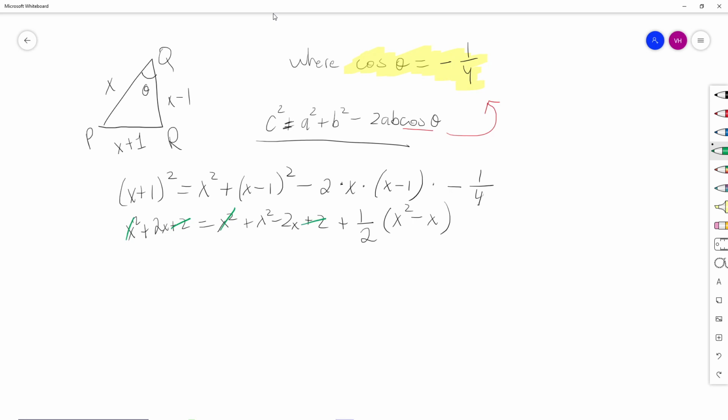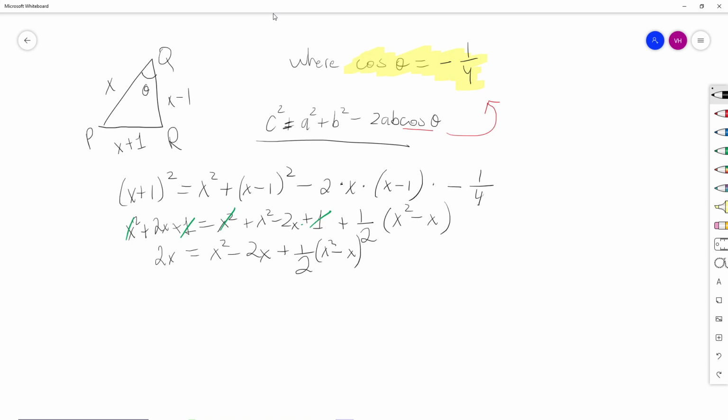So, sorry, plus 1. This is meant to be 1 over here. Plus 1 and plus 1. Doesn't really make a difference, but let's make it like that. So plus 1 goes away, and we have 2x equals x squared minus 2x plus 1/2 times x squared minus x.